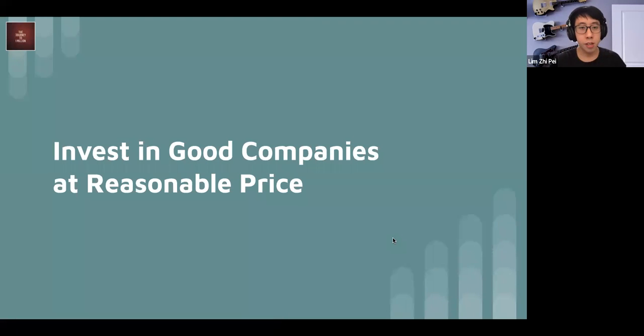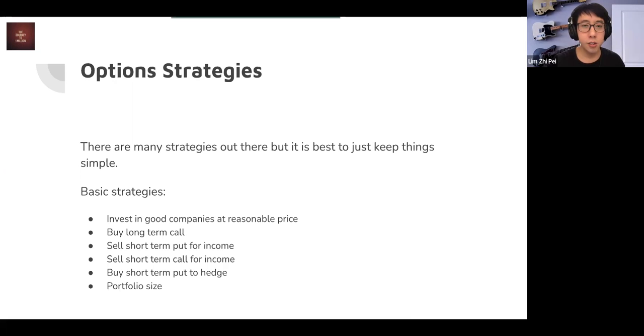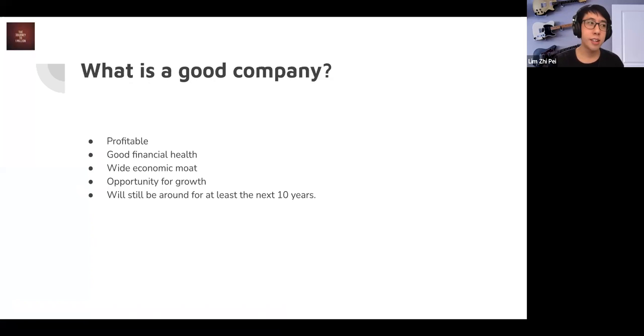So the first one, invest in good companies at a reasonable price. As we have gone through in the past few courses with Joe, we have taught about fundamental analysis and technical analysis. So basically, we must always do fundamental analysis and technical analysis even when trading options, because options reflect the underlying stock. So what is a good company? A good company must be profitable and in good financial health with a wide economic moat, and also have the opportunity to grow, and it will still be around for at least the next 10 years.